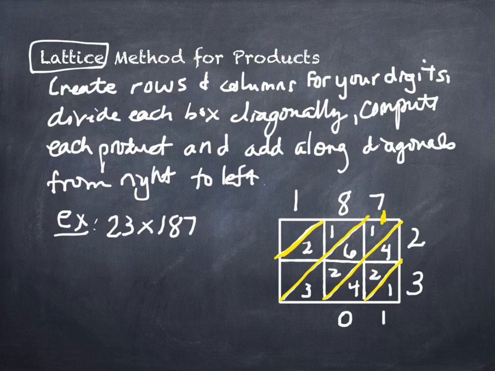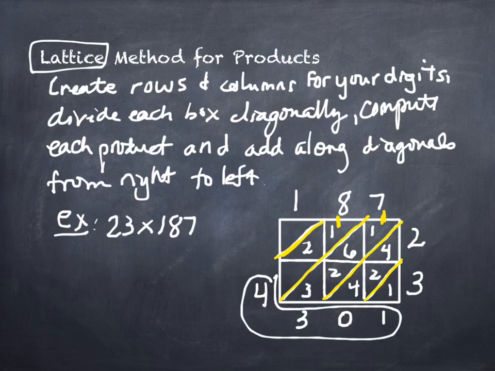So then I add 1 plus 1 is 2, plus 6 is 8, plus 2 is 10, plus 3 is 13. So I'll write down my 3, and again I'll carry the 1 for the 13. And then I have 1 plus 1 plus 2, which is 4 in that diagonal spot. So my solution to this multiplication problem is the 4301 that I get on the bottom. So this answer is 4301.